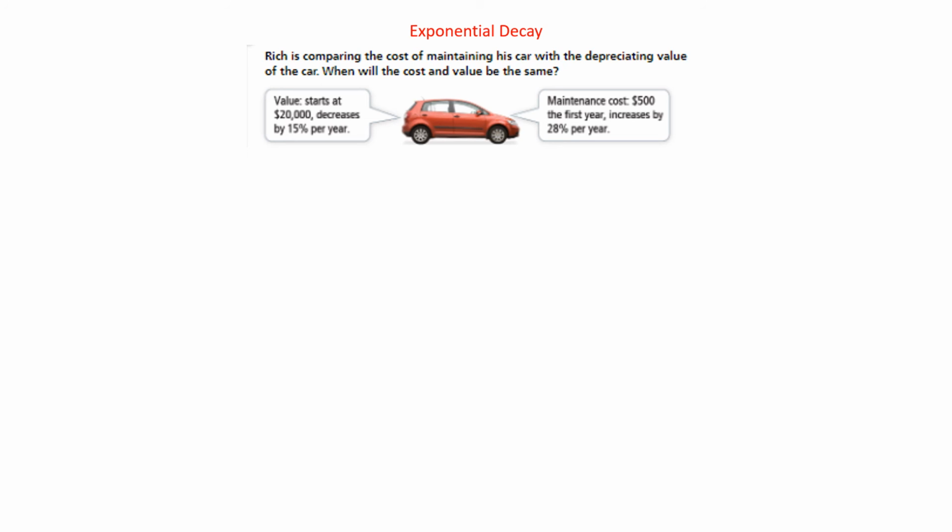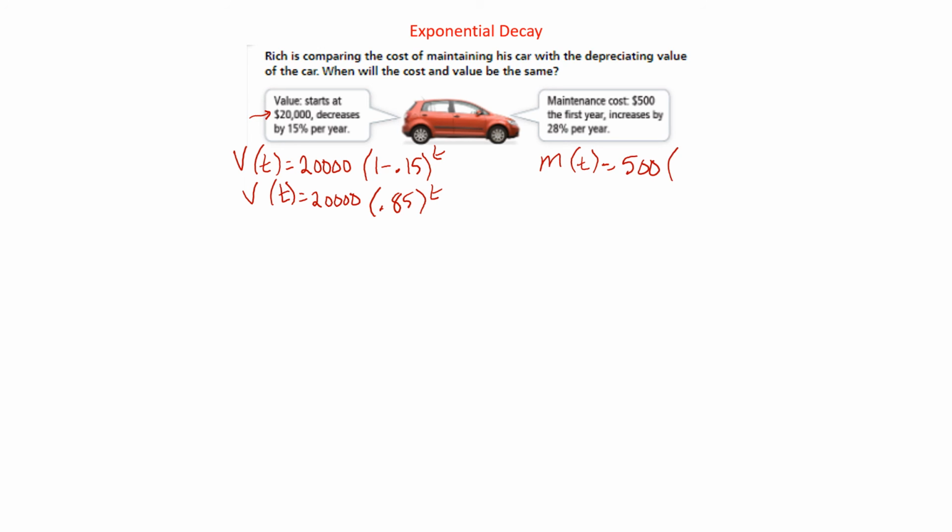So we're going to find two different equations here. We're going to find one on the value. So it starts at 20,000 and it decreases by 15% per year. So his value is 20,000 times 1 minus 0.15 to the t, which is 20,000 times 0.85 to the t. The maintenance, it's 500 in the beginning, and then it's increasing by 28%. So maintenance of year t, we have our initial amount was 500, and then 1 plus 0.28 to the t. So the maintenance is 500 times 1.28 to the t.